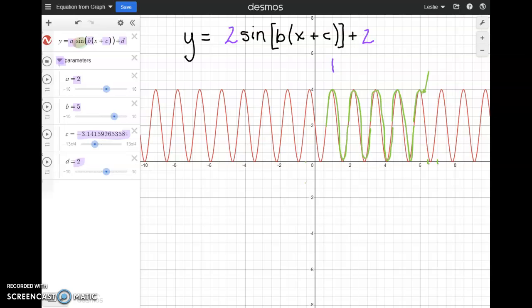But what I do have, let me highlight that one in a different color. This is my partial cycle of sine here. But I've also got a partial cycle of sine back here. So between 0 and 2 pi, I actually have 5 full cycles of sine.